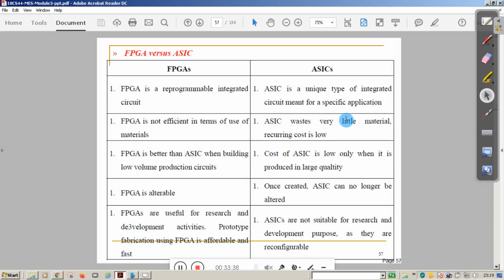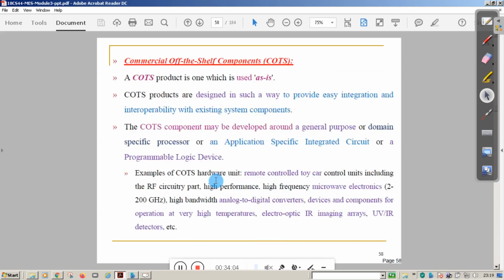Similarly, we have differences between FPGA and ASICs. FPGA is reprogrammable. ASICs are a unique type of integrated circuit. FPGA is not efficient in terms of use of materials, but ASICs waste very little material. FPGA is better than ASIC when building low volume production circuits. The cost of an ASIC is low only when it is produced in larger quantity. FPGA is alterable. ASIC cannot be altered. All these are the differences between FPGA and ASIC.